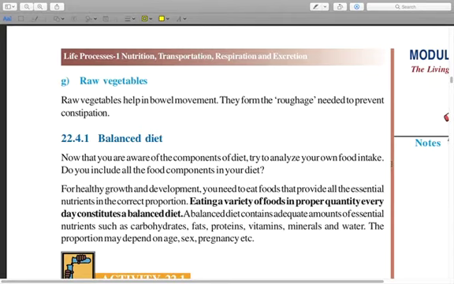Okay, and you have raw vegetables. They help in bowel movement. As I told you, bowel movement is basically excretion. In our stomach, you have the small intestine and large intestine. After the absorption of the nutrition from the food, the waste has to be excreted out of our body, and these raw vegetables help in keeping that process smooth.